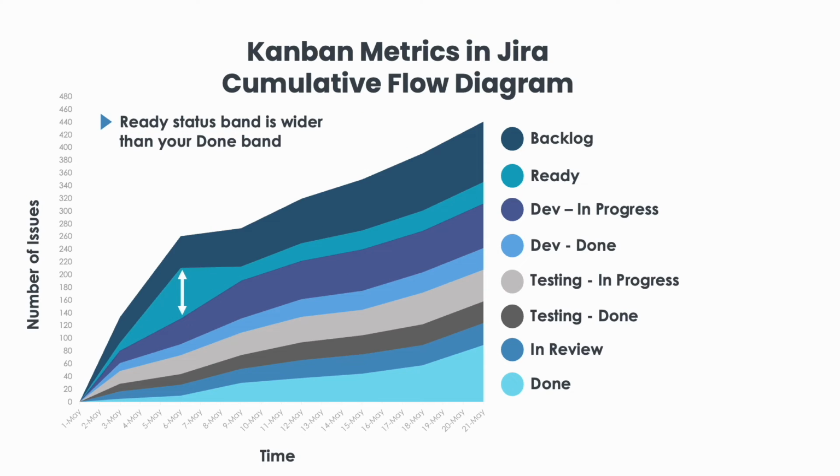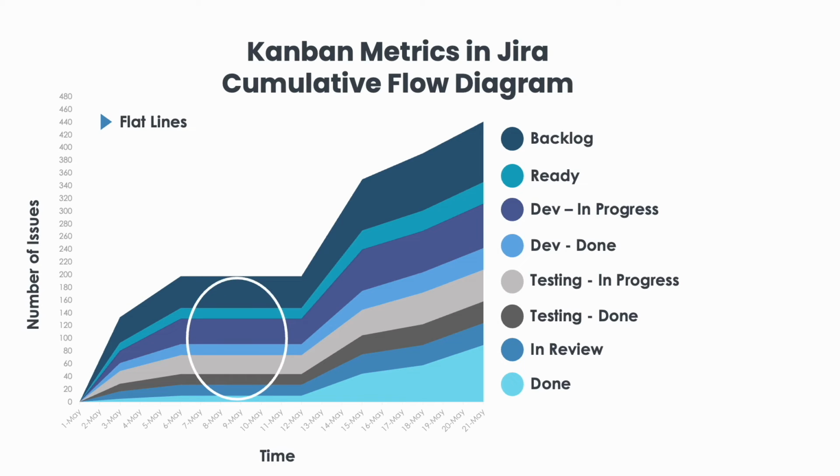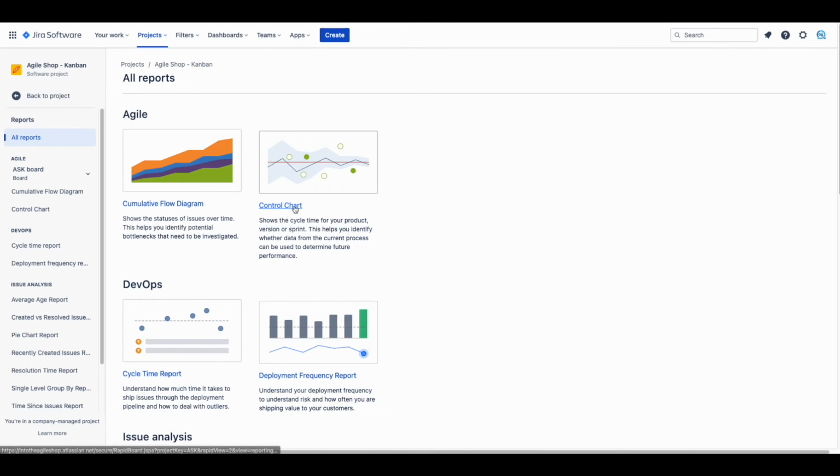Ready status band is wider than your done band. Indicates that your team cannot consume the work as fast as you are adding them. This can mean several things, which can include capacity problems and insufficient information about the tasks. Slope is flat, indicates that no work has been done. Not always a cause for alarm, as this can happen during holidays or no work days. Next, let's look at the control chart.